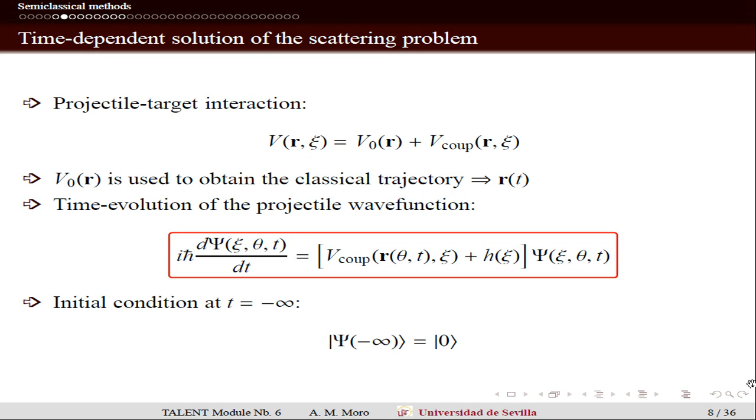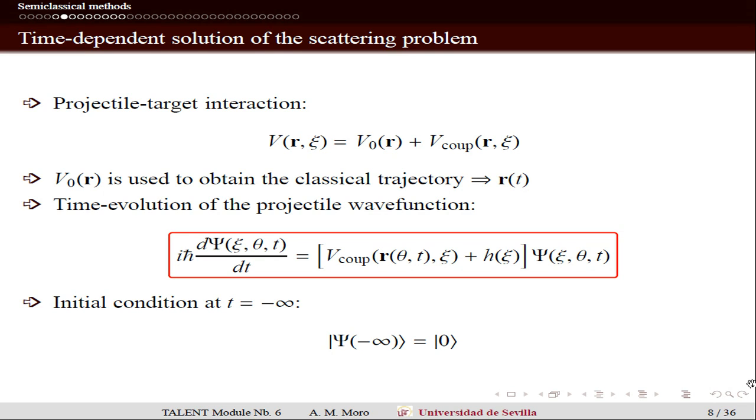So we follow now. We have the classical trajectory. This R is a function of time or a function of the angle, the final angle, the scattering angle. So many times we will write this R as a function of theta, as a function of t, to remind ourselves that this corresponds to some trajectory that depends on time. So now we want to follow the time evolution of the projectile. So we sit in the reference frame of this projectile, and we try to get the evolution of the wave function of this projectile as a function of time.